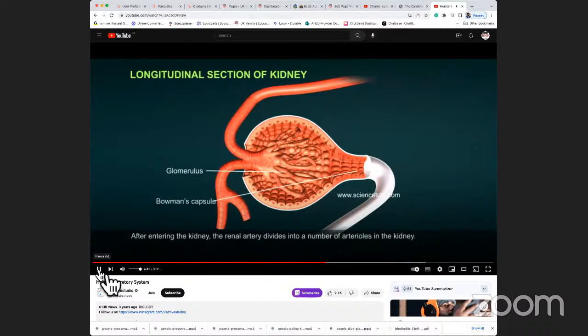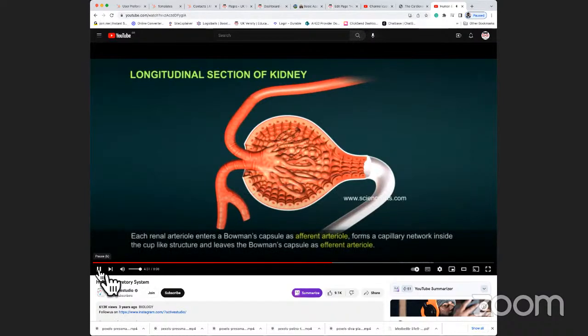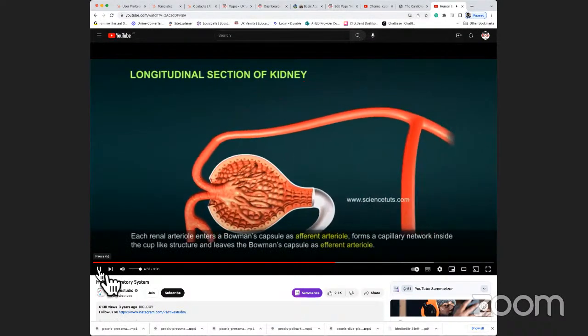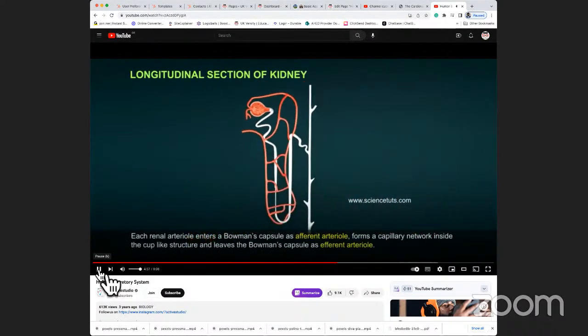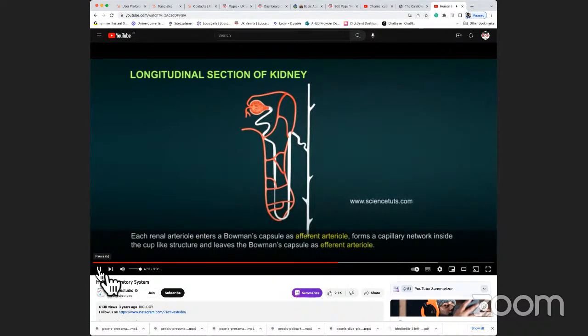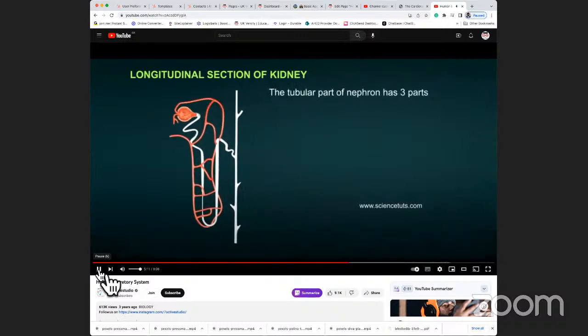After entering the kidney, the renal artery divides into a number of arterioles in the kidney. Each renal arteriole enters a Bowman's capsule as afferent arteriole, forms a capillary network inside the cup-like structure, and leaves the Bowman's capsule as efferent arteriole.